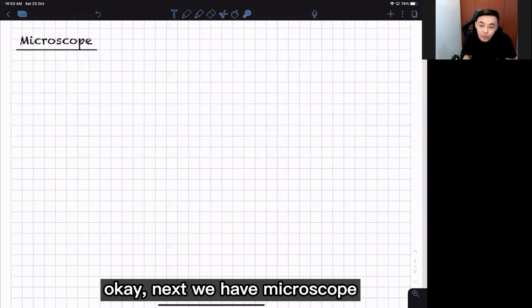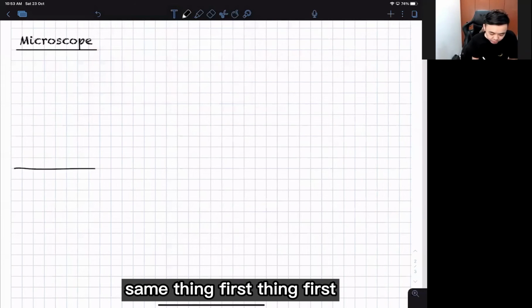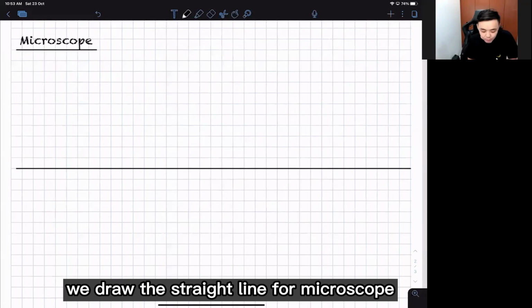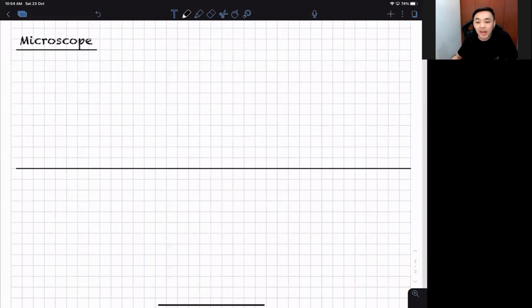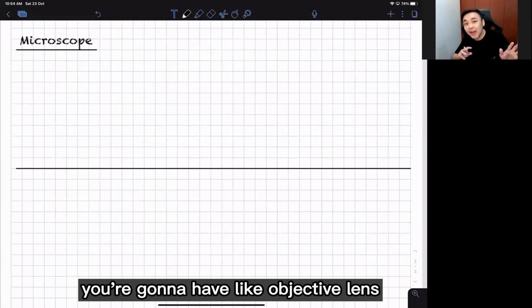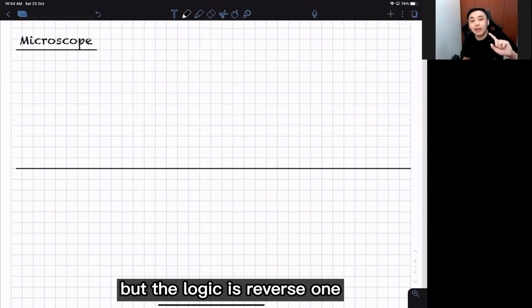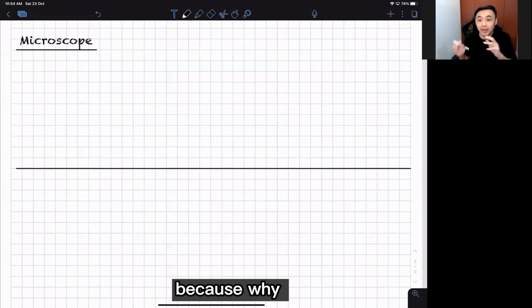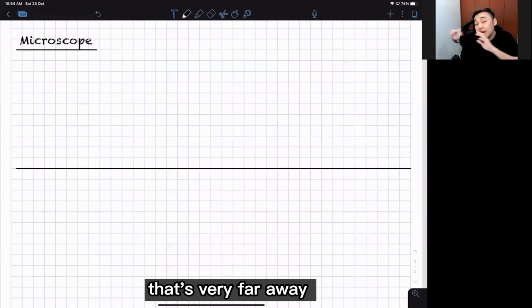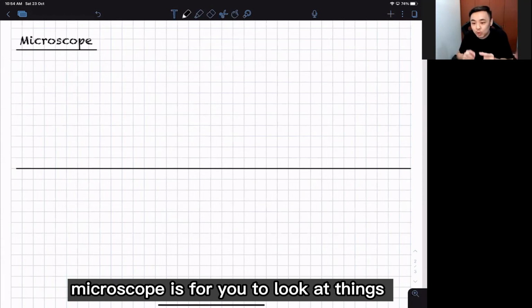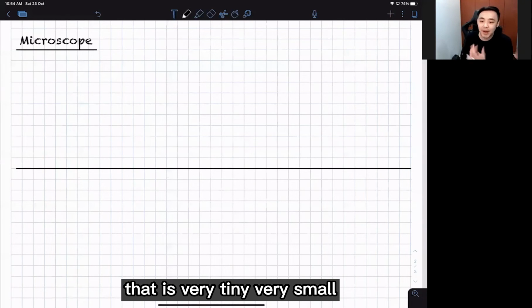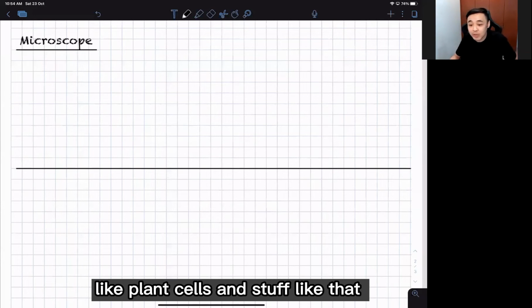Okay, next we have the microscope. Same thing. First thing first, we draw the straight line for your microscope. Okay. Now, microscope, telescope, same. You're going to have an objective lens and an eyepiece lens. But the logic is reversed. Because why? Telescope is for you to look at things that are very far away. But what about microscope? Microscope is for you to look at things that are very tiny, very small. Okay, like plant cells and stuff like that.